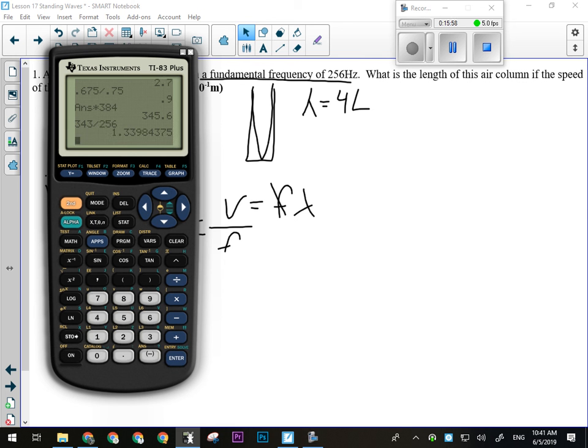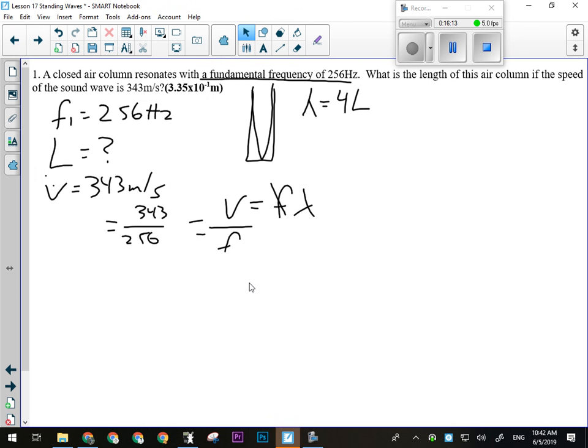So my wavelength is 1.3398 meters. Now that I have that, I'm going to find the length. What do I have to do with this number? Divide it by 4, right? So the length for this one is 0.33 meters, or 3.35 times 10 to the minus 1, if we do that to 3 significant figures, which we should. Everybody all right with that one?